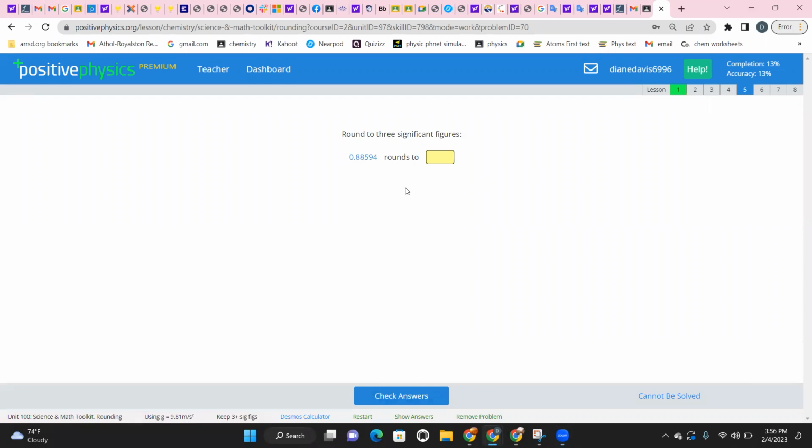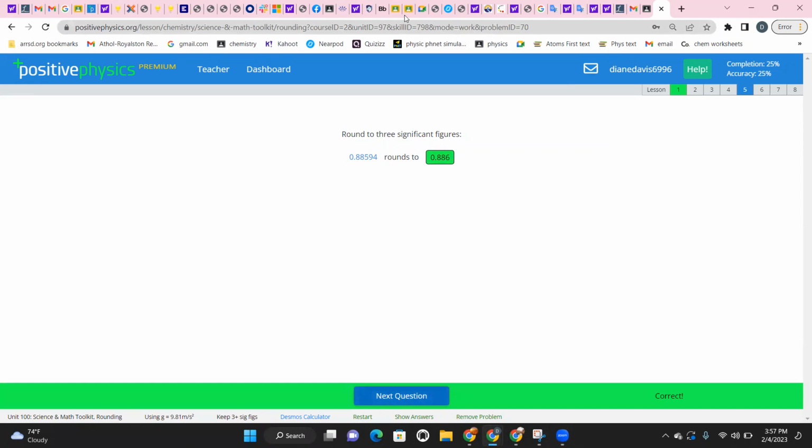Okay, let's look here. Round to 3 significant figures. So we have to know 2 things. What are significant figures? Remember that the leading 0 is not significant. So that puts us at 885. We look to the right, that's a 9. So that kicks the 5 up and makes it 886. So that's dot decimal point 886. And that's correct. So let's do one more.